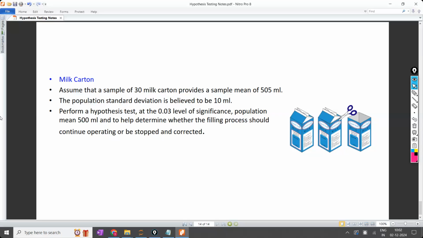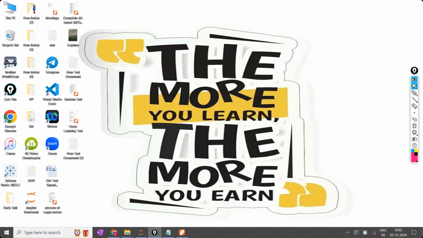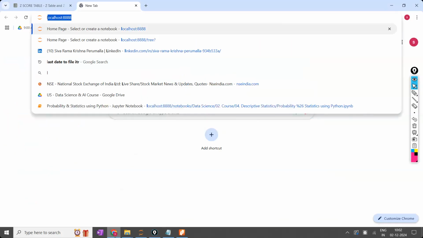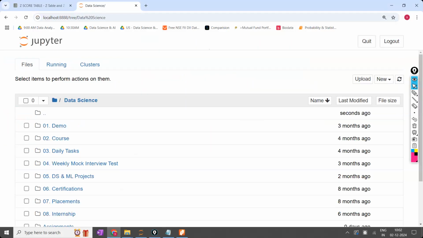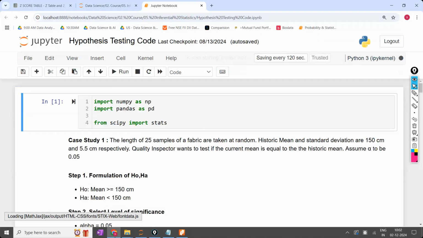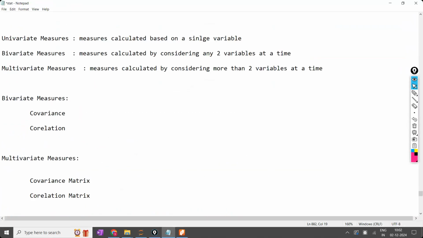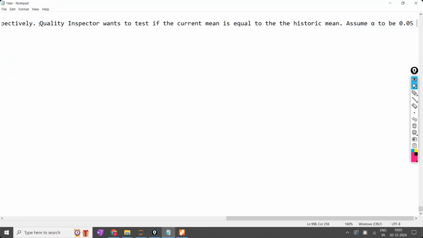Right? Now, coming to the point, for this one, what statistical analysis are we going to apply? Now, let us do it in Python. First, let me show you the question. So this is the question, guys.